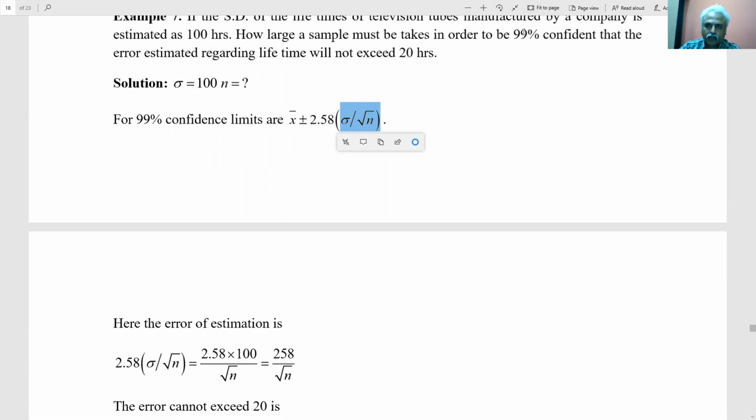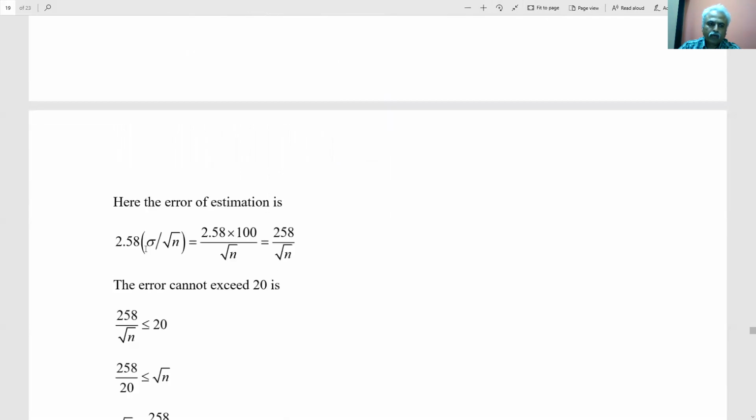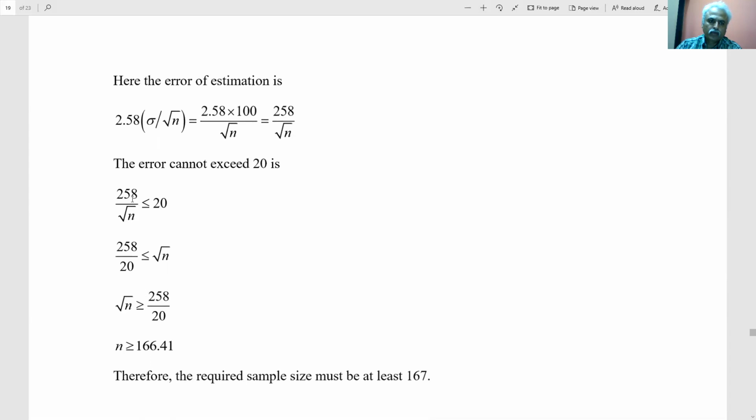Instead of 99, you take it as 95. Instead of 2.58, you make it as 1.96. Now, error of estimate 2.58 sigma by root n is calculated as 258 by root n. This should not be greater than 20, means this can be less than or equal to 20. Using this, you transfer 20 here, root n here, 258 by 20 is less than or equal to root n.